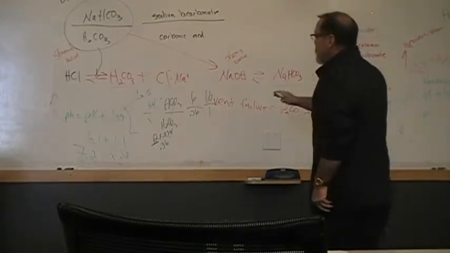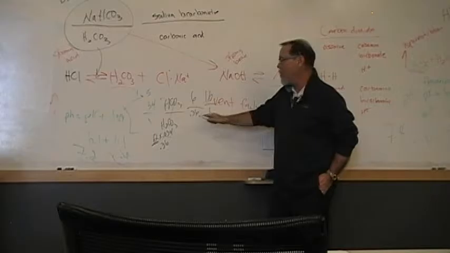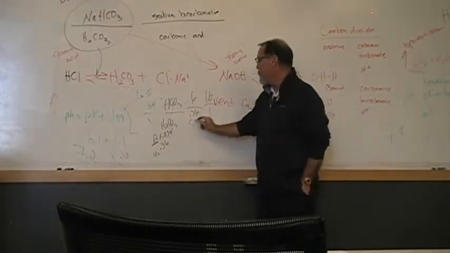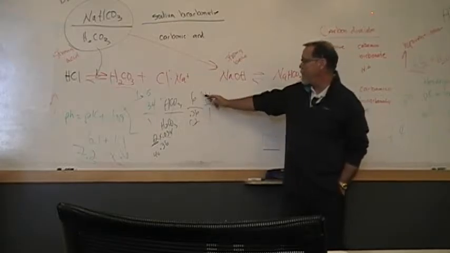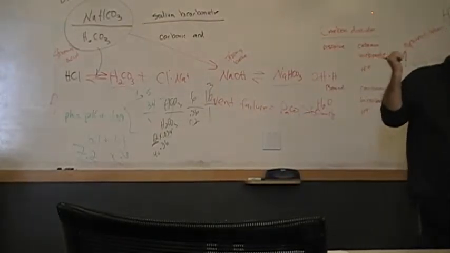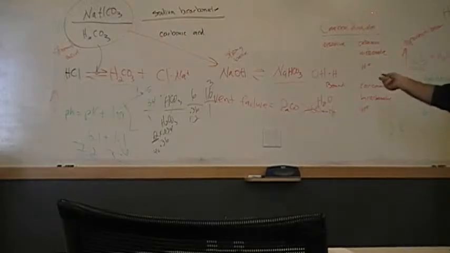So this could have been a whole hell of a lot worse if my CO2 was 40 and this was 1.2. Holy cow, this would be 3 to 1. Do you see the result that hyperventilation had on minimizing the pH change? But this is in metabolic acidosis.